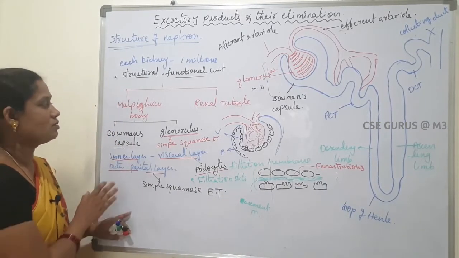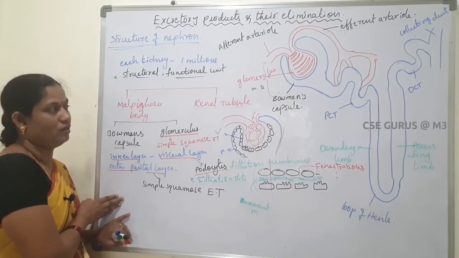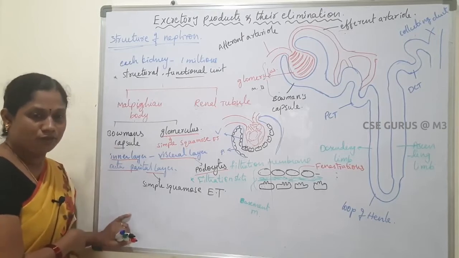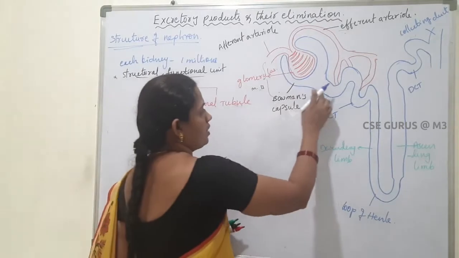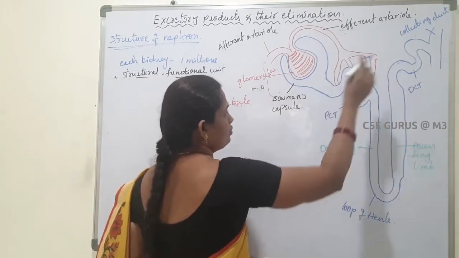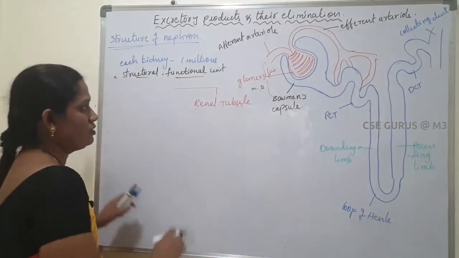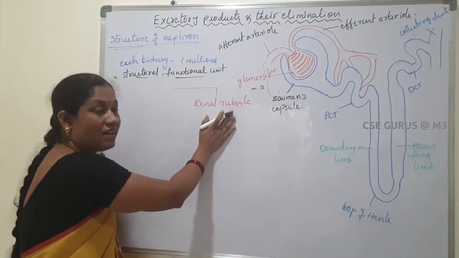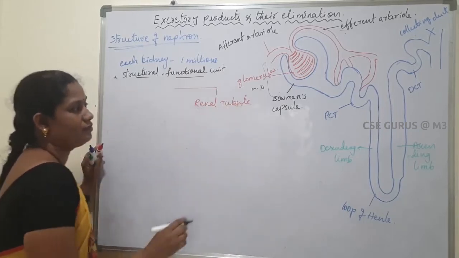So this is about the Malpighian body. Next, the renal tubule. Bowman's capsule next opens into a tube-like structure called the renal tubule. The renal tubule has different parts.